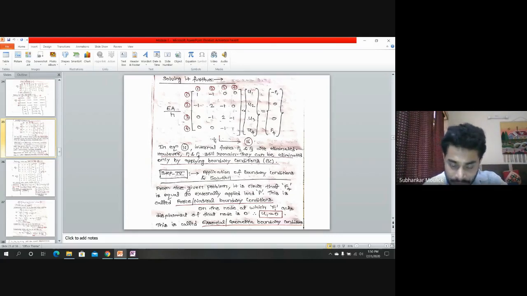This equation number 16 is known as the global stiffness matrix equation for the entire geometry. Again, I am repeating, equation number 16 is known as the global stiffness matrix equation for the entire geometry, after dividing the given geometry into a finite number of elements. Is it clear? Equation number 16?